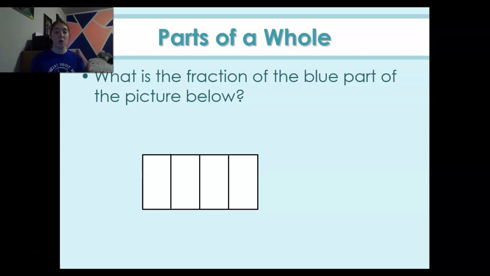So when we look at parts of a whole, we're going to look at this one and ask ourselves, what is the fraction of the blue part of the picture below? Okay, so we have 4 whole pieces, so I'm already going to put that in our denominator. We're going to see how many are shaded in. So we have all 4 shaded in, which would be 4/4. This is also equivalent to 1. Anytime you have a number over itself, the same numerator and same denominator, it's equal to 1. So you can write it like this, or you can write it as 1.